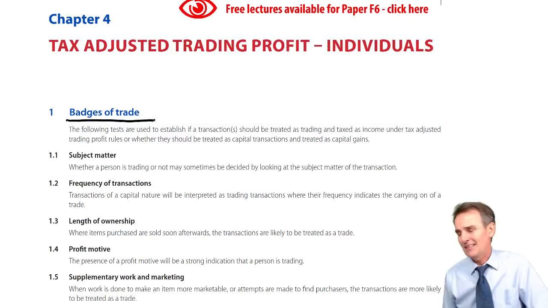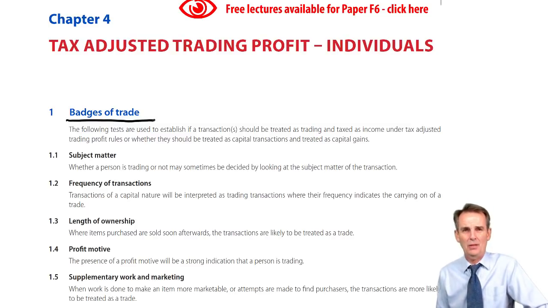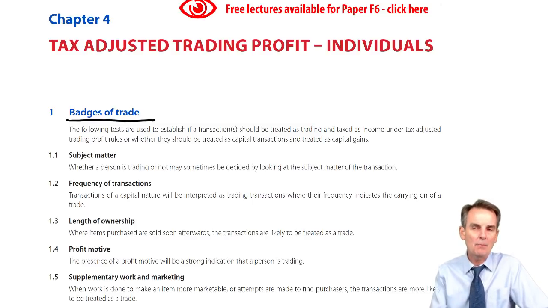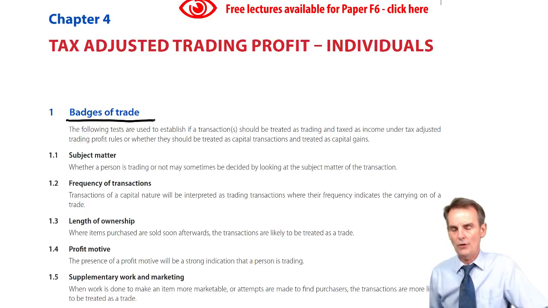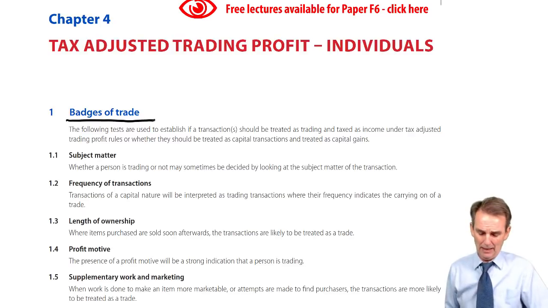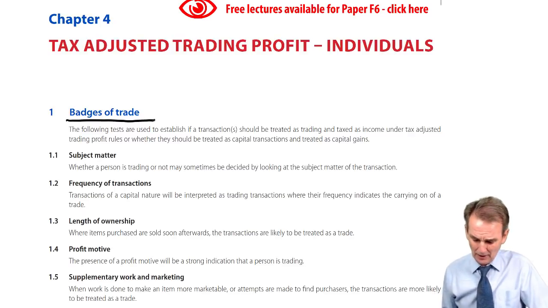Now, again, there's all sorts of ways by which this could be tested. In Section A, an objective test question, identifying which of these would be badges of trade. In Section C, it could be a written question whereby you have to discuss the implications of various transactions and identify whether you consider them to be trading or whether you consider them to be capital in nature. So what do we look at?